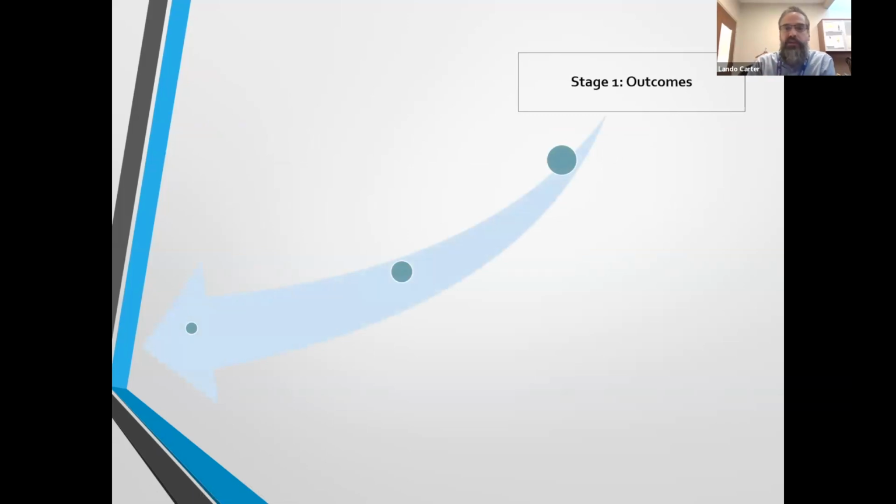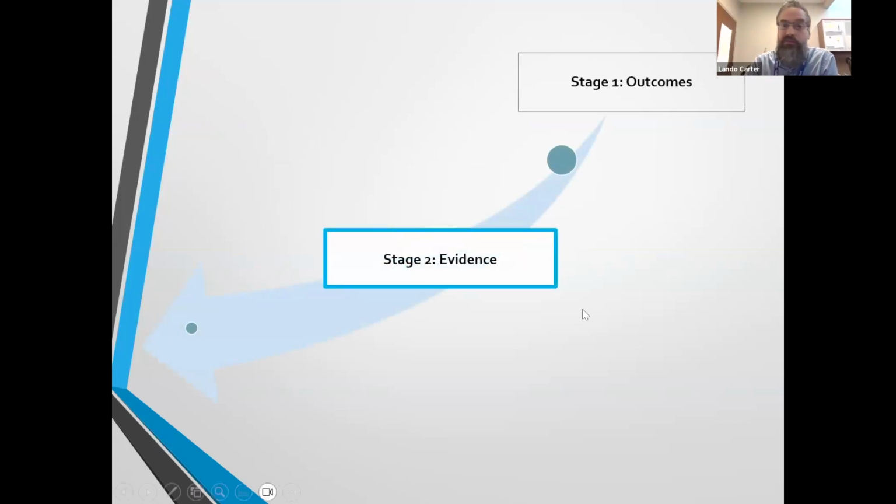So let's go back to our 3 stages. Stage 1, outcomes. Now we're going to move to evidence, and then lastly, we'll go to lessons. For evidence, I need to think about a way to get some proof of learning of that outcome that I gave you as an example. So let's take a look at what I came up with.